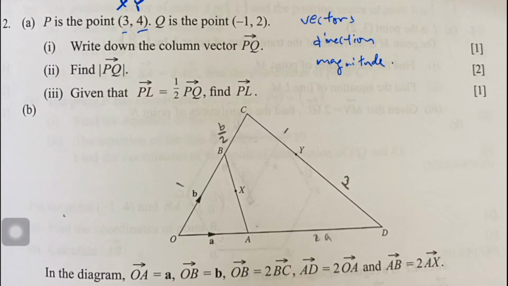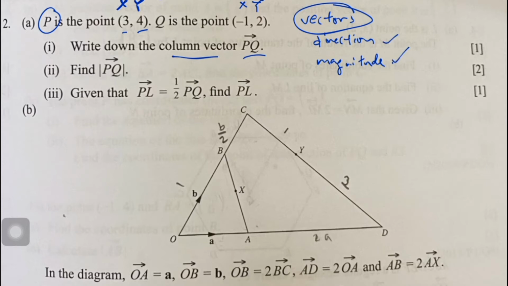What does this mean? This means that point P is at 3, 4, and then point Q is at 1, 2. This is the XY coordinate. But the column vector PQ will tell you how to travel from P to Q. So vector is direction plus magnitude.